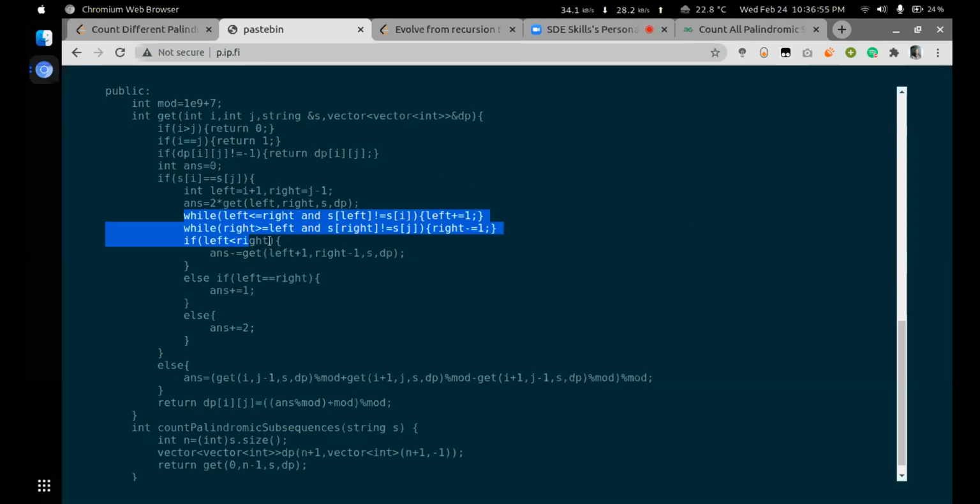But in this while loop, you always see left and right are always decrementing. Left will go to the right side and right will go to the left side, right?